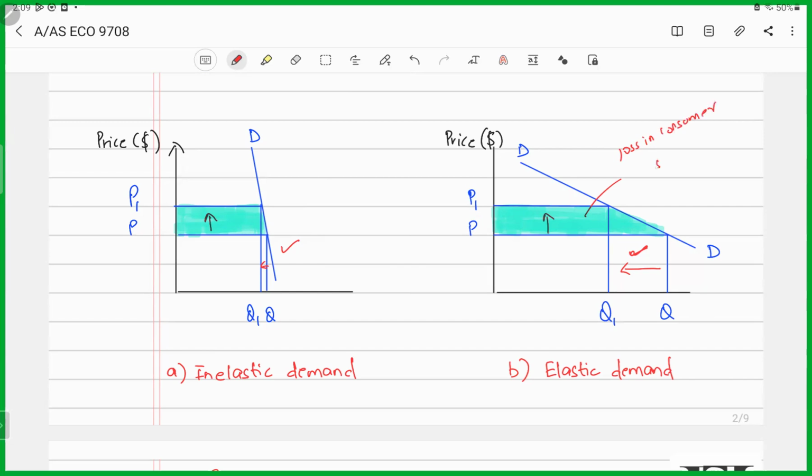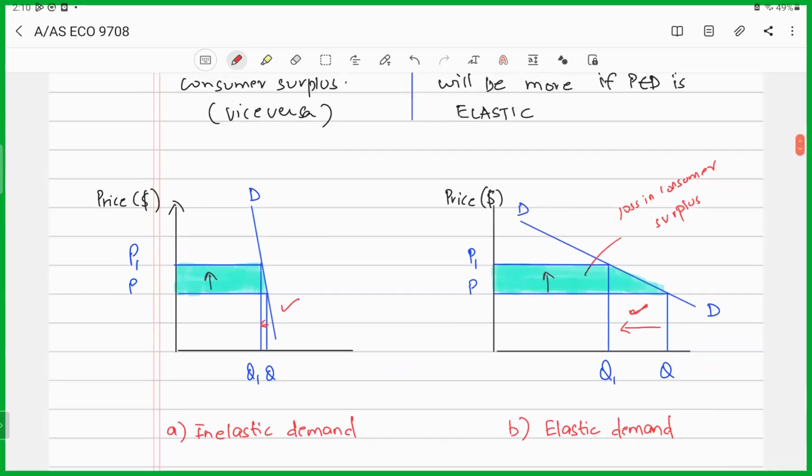So what can we conclude? We can conclude that when the demand is relatively elastic, for the same increase in price, the loss in consumer surplus would be greater than when the demand is inelastic. For the same increase in price, the loss in consumer surplus is greater when the demand is elastic. I hope this is clear.